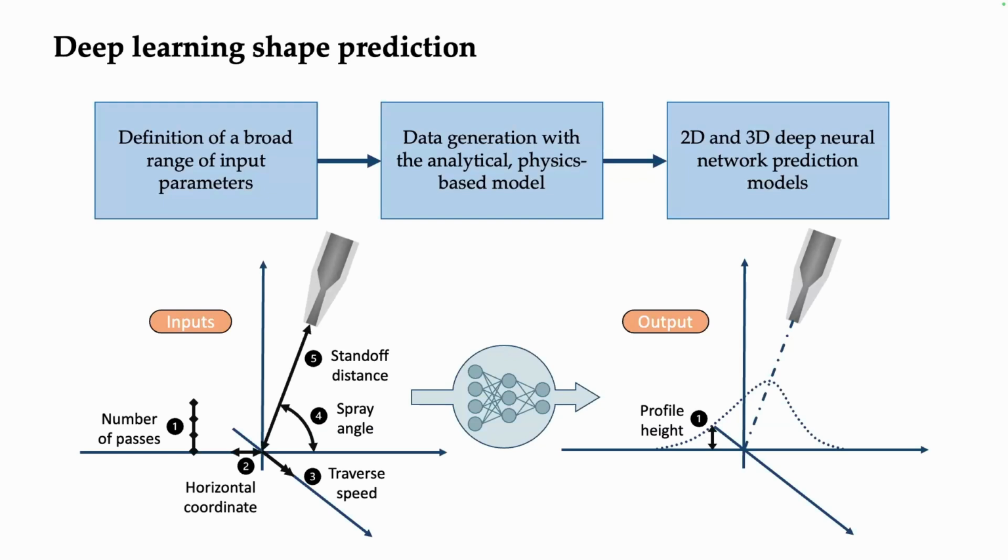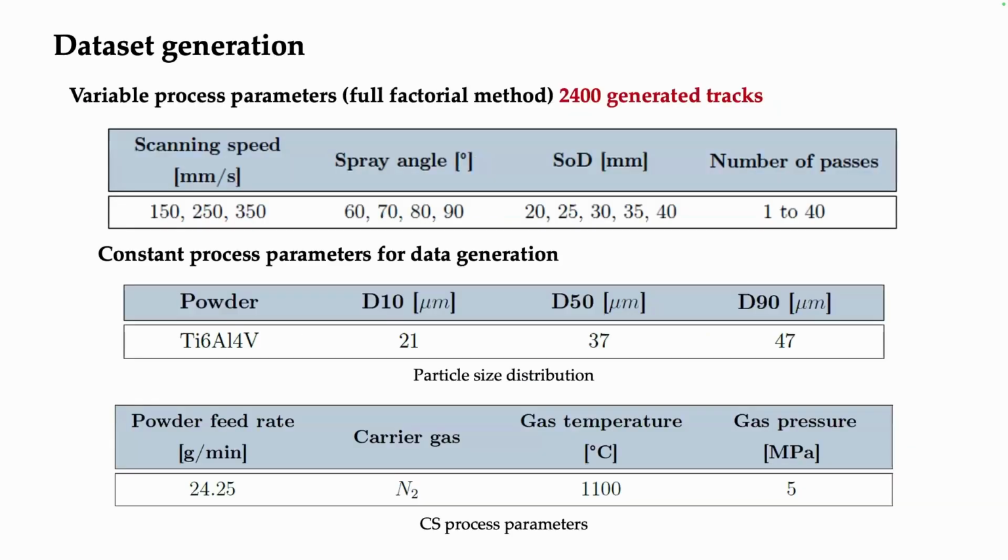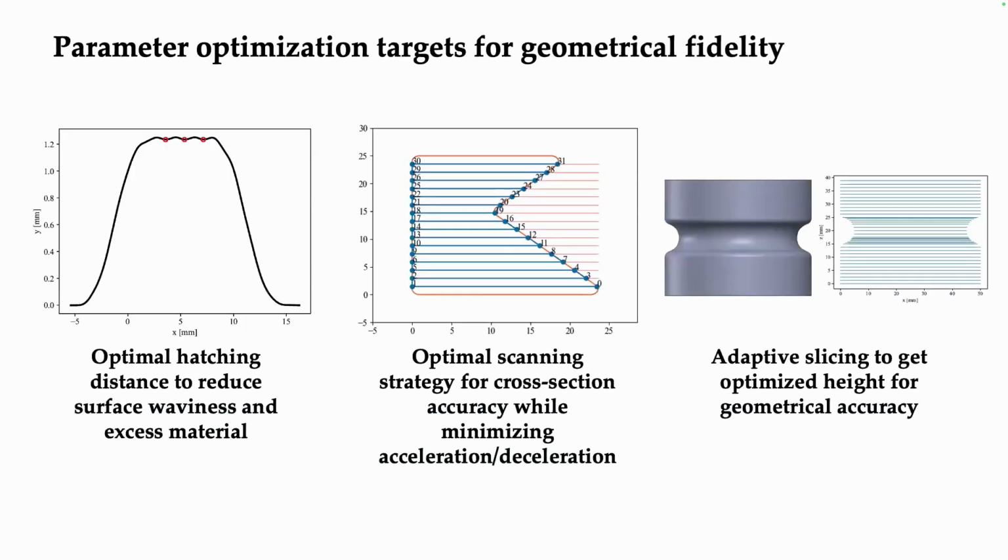And we use our model to generate the data set to be fed into neural network algorithms to predict the 2D and 3D shape of the deposit. Here are the variable process parameters that we selected for full factorial DOE, a total of 2,400 calculations made by the analytical model.